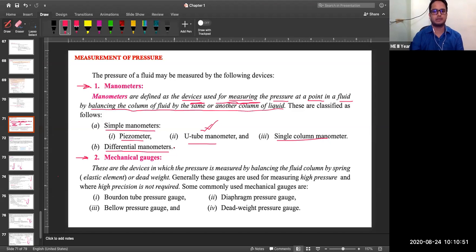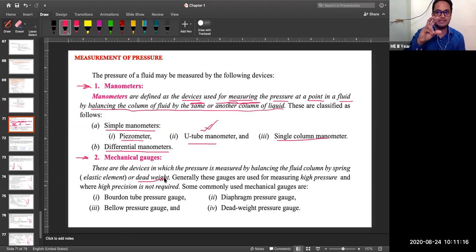differential manometer. Now what is simple manometer, what is differential manometer? I will explain you with the help of a diagram. But first I would like to tell you about these mechanical gauges. These are the devices in which pressure is measured by balancing the fluid column by spring or dead weight. It means there will be some mechanical component.